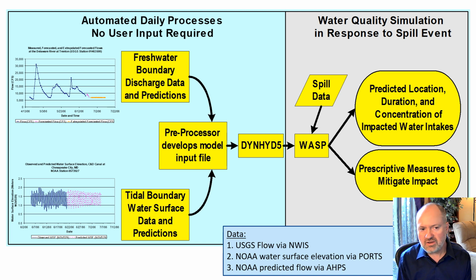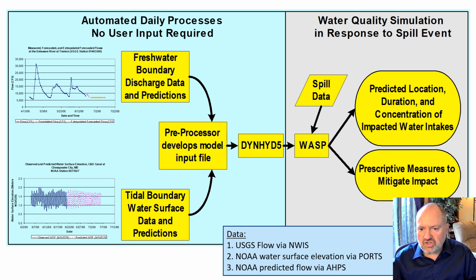We can also evaluate prescriptive measures, so we can see if a pulsed reservoir release would help flush the system out faster. Now, back when we first put this together, somewhere around 2006, our DynHyd model took several hours to run. Today, we can run that same model in about 10 minutes. And so the pressure for this particular setup is not as great.